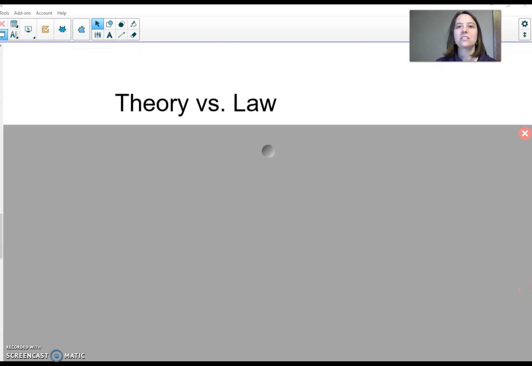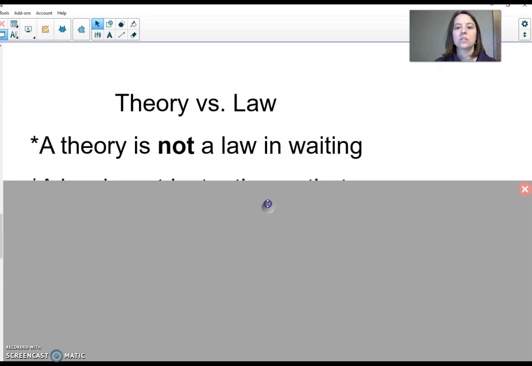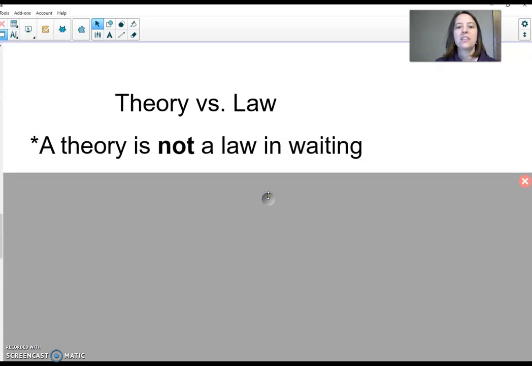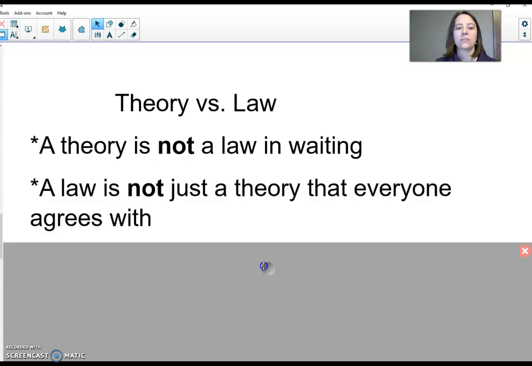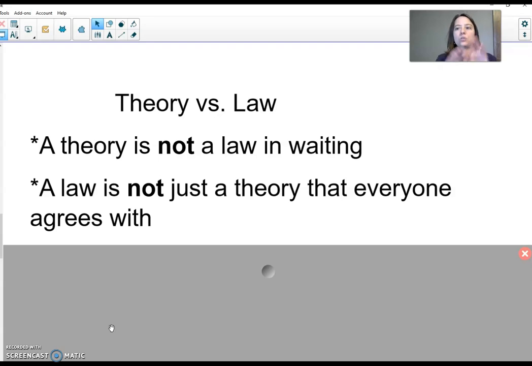Okay, theory versus law is something that people often get very confused. So to clarify, and please write this down, a theory is not a law in waiting. A law is not just a theory that everyone agrees with. These are two totally different things, and they're used in different circumstances, and one's not better than the other, they're just different.